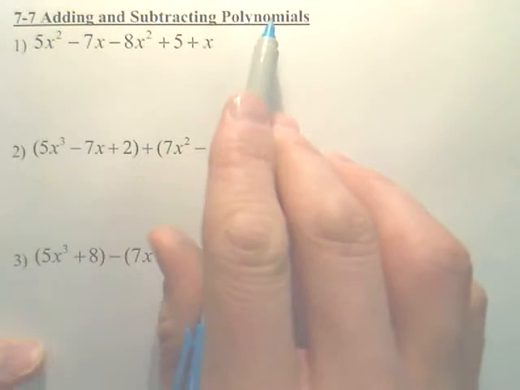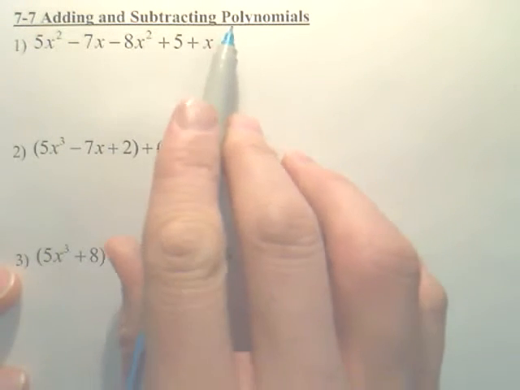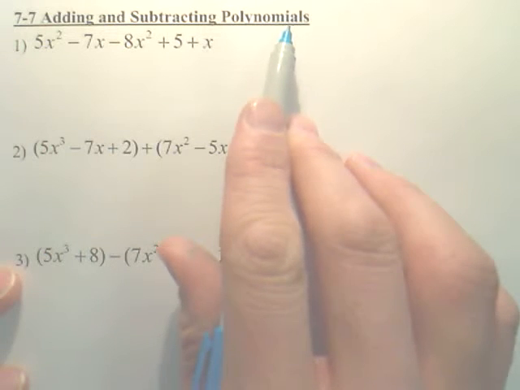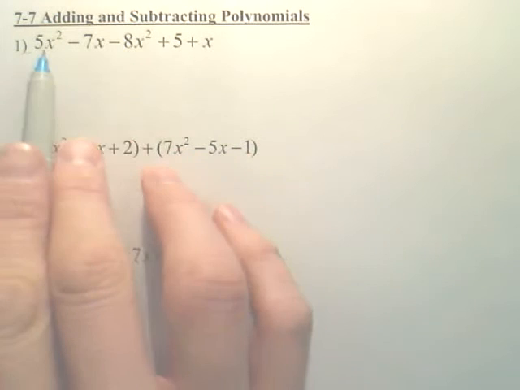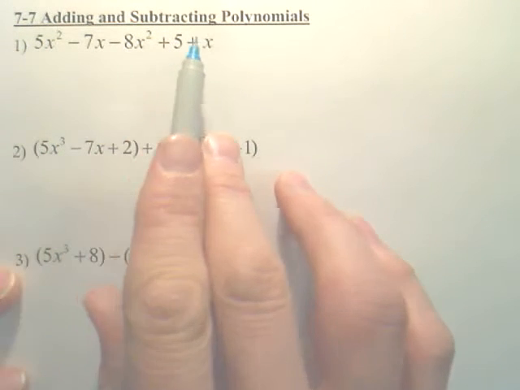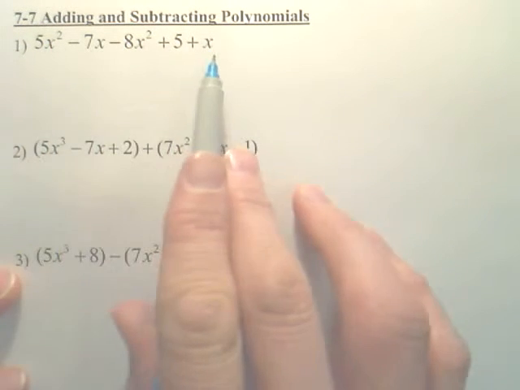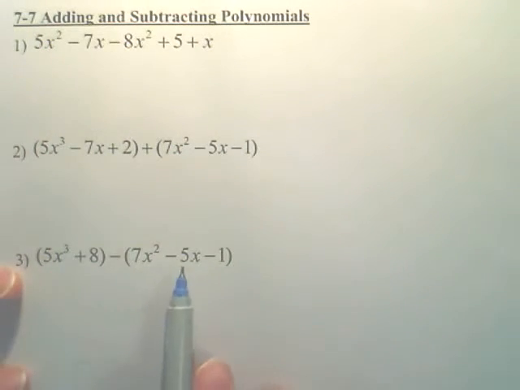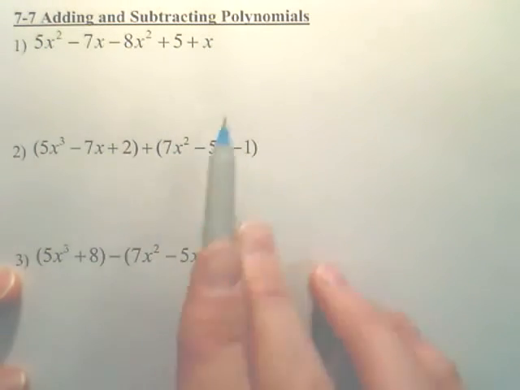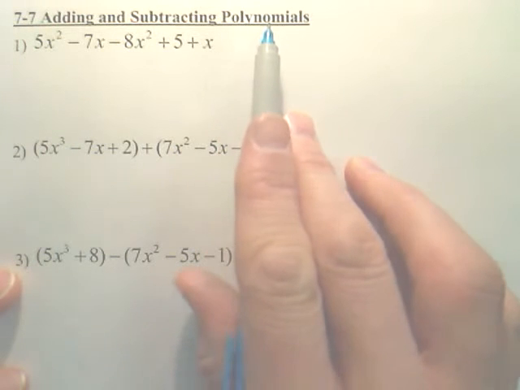Adding and subtracting polynomials. Polynomials are expressions with multiple terms. This has 1, 2, 3, 4, 5 terms, so this is a polynomial with 5 terms. This is this and this, those are all polynomials. Poly means many, nomials means terms.